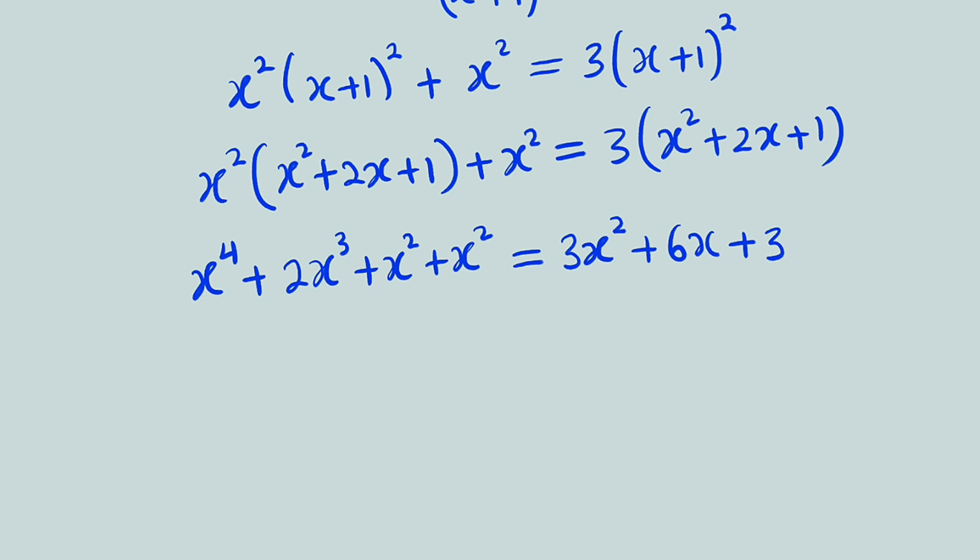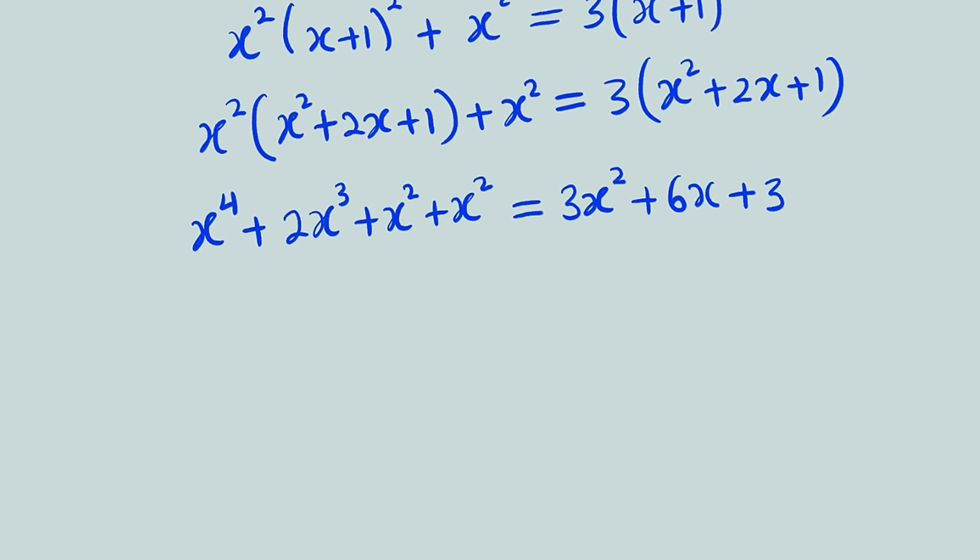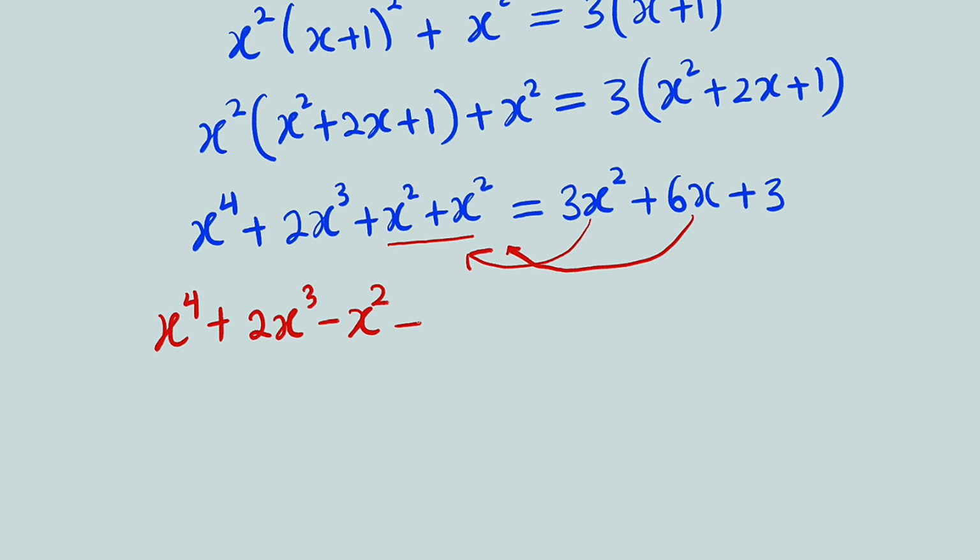Let's bring every single term to the left hand side. We have x to the power of 4 plus 2x to the third power. If you add x squared and x squared together, you have 2x squared. As 3x squared crosses over, it becomes negative. So we have 2x squared minus 3x squared, which is just negative x squared. As 6x crosses over, it becomes negative, so we have negative 6x. As 3 crosses over, it becomes negative as well. All we have left is 0.